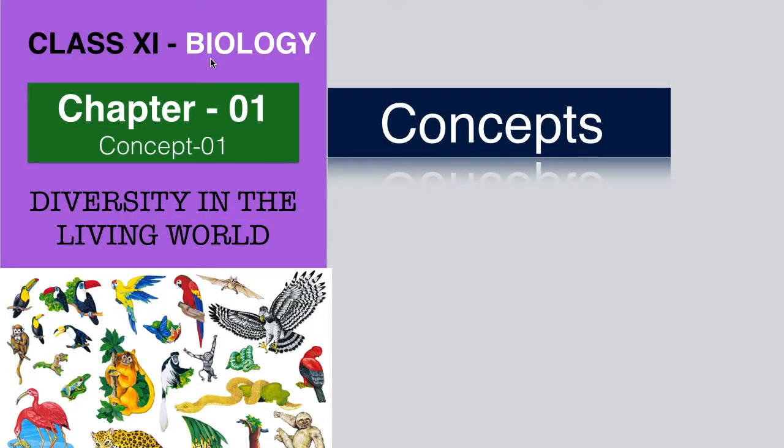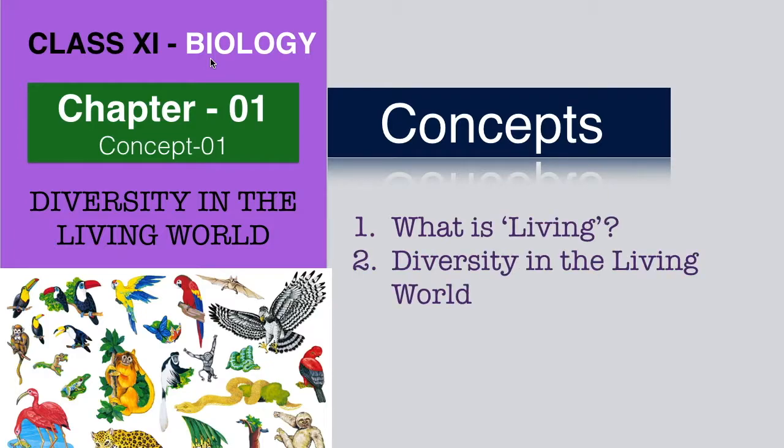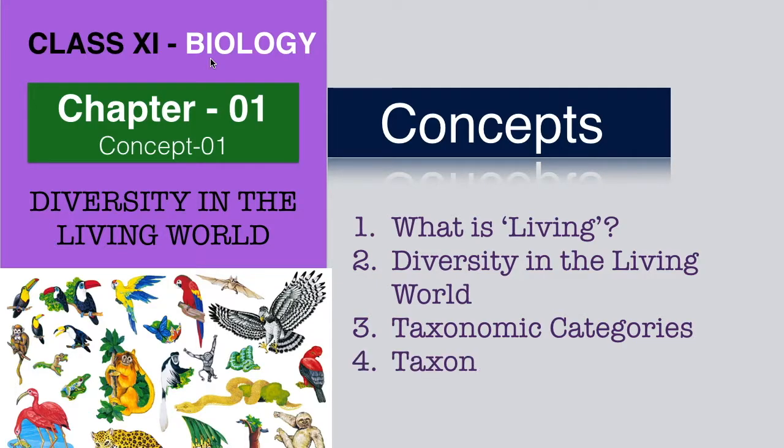There are four concepts discussed in this first chapter: diversity in the living world. They are 1. What is living? 2. Diversity in the living world. 3. Taxonomic categories. 4. Taxonomical aids. Let us see the first concept, what is living?